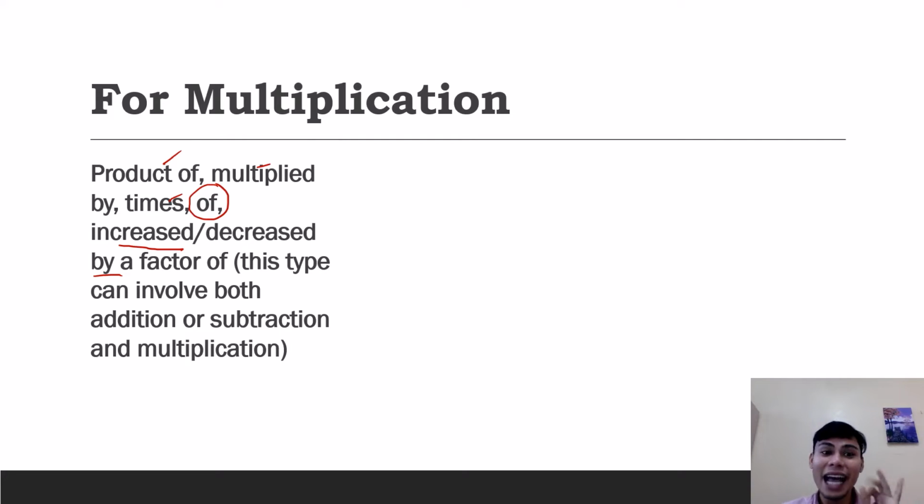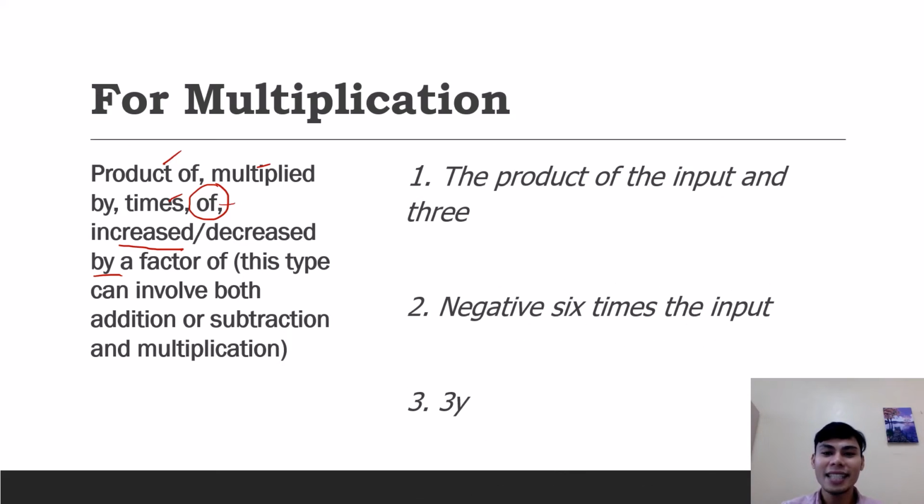Product of, multiplied, times: 3 times 4, right? That is multiplication. No need to memorize these for multiplication because, again, it's just basic. So, example, the product of the input and 3. The product of a number, let's change to another reference, of a number and 3. So, the product of a number, we use maybe another variable. So, z and 3. Right?